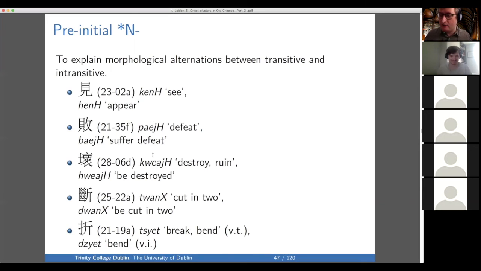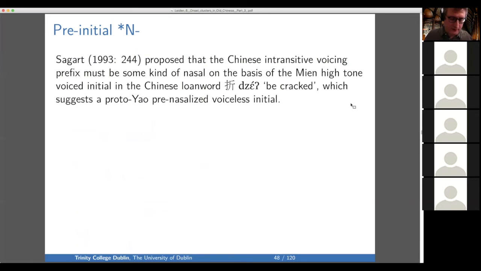So how do Baxter and Sagart explain these? Just a sort of historical excursus. Sagart proposes, in 1993, what I have on the slide, I would have thought it was 1999, but it's an earlier paper, that a Chinese intransitive voicing prefix must have been some kind of nasal. It's not a crazy idea, right? Nasals oftentimes voice things, but it still needs to be proposed.